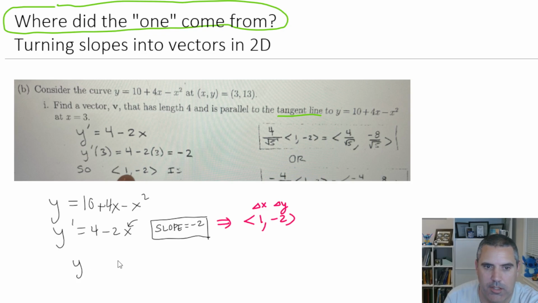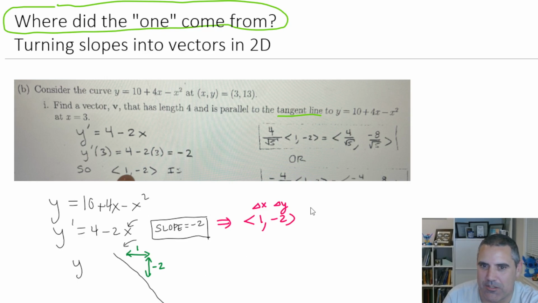If you have a line that has slope -2, I ask students, what does that mean? Usually students will say, well, it's the rise over run. I go, well, what does it mean in the picture? Well, it means if you go over 1, you go down 2. And then I say to them, where did your 1 come from? And that's the answer to the question.